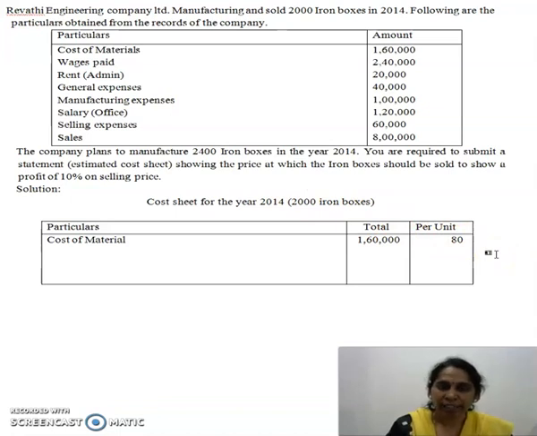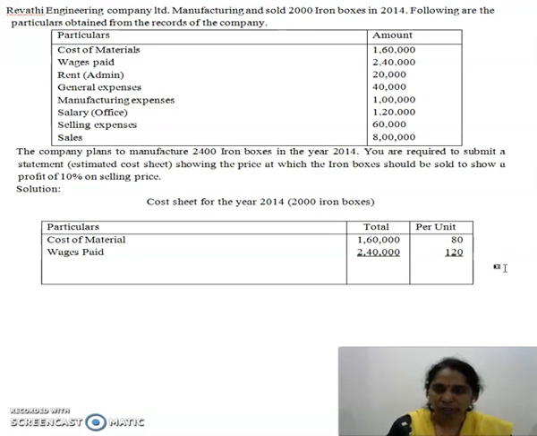The next item in the prime cost is wages. The total amount of wages is how much? 2,40,000. So write 2,40,000. Now how to find out the per unit cost? Again, 2,40,000 divided by 2,000 comes to 120 rupees. Next is direct expenses. In this problem, there are no direct expenses. So you are going to close this and you will be getting the prime cost.